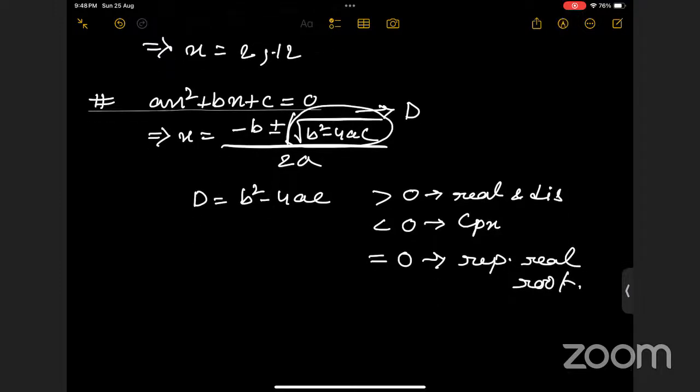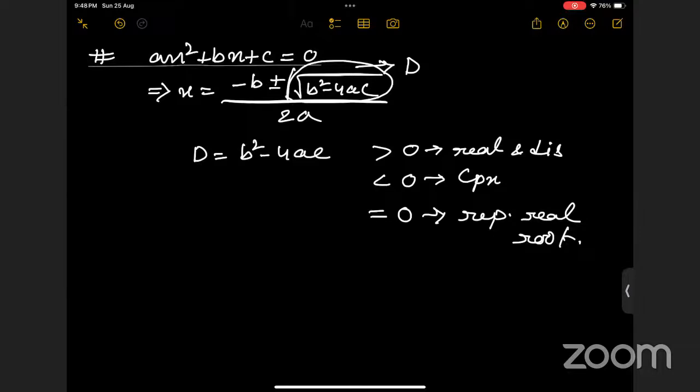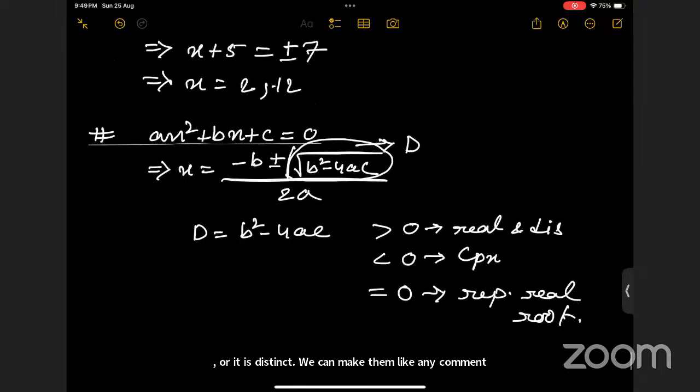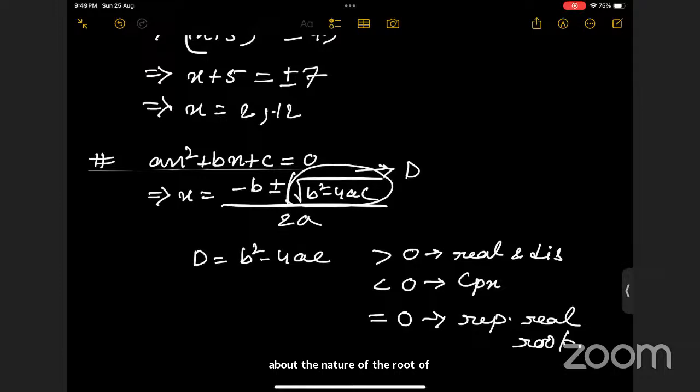Okay. So I guess it's clear to you, right? Yes. Depending upon the discriminant, we can talk about the nature of the root, whether it will be real, whether it will be complex, or it is repeated, or it is distinct. We can make any comment about the nature of the root of the quadratic equation. Fine.